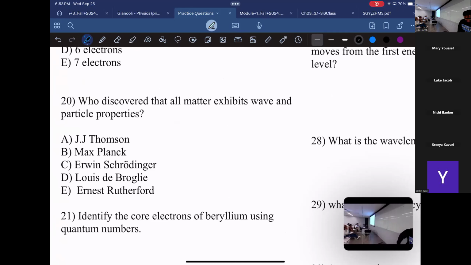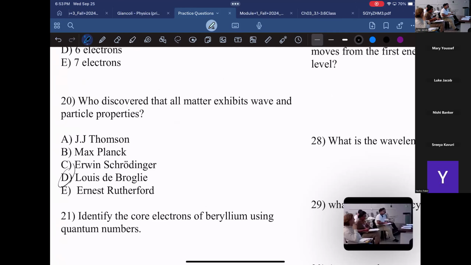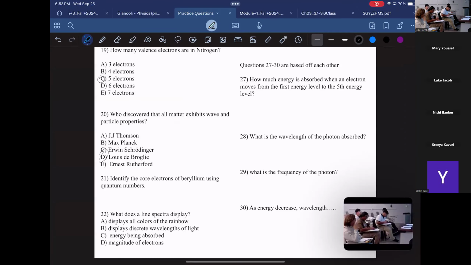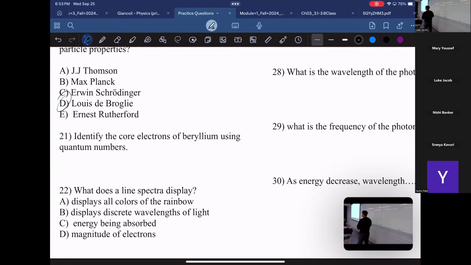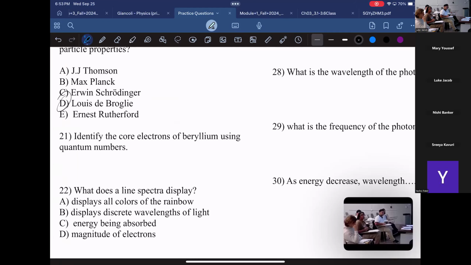Who discovered all matter exhibits wave and particle-like properties? De Broglie. Yeah, good. Alright, beryllium, core electrons. What are core electrons? Is it everything except the valence electrons? Yeah.